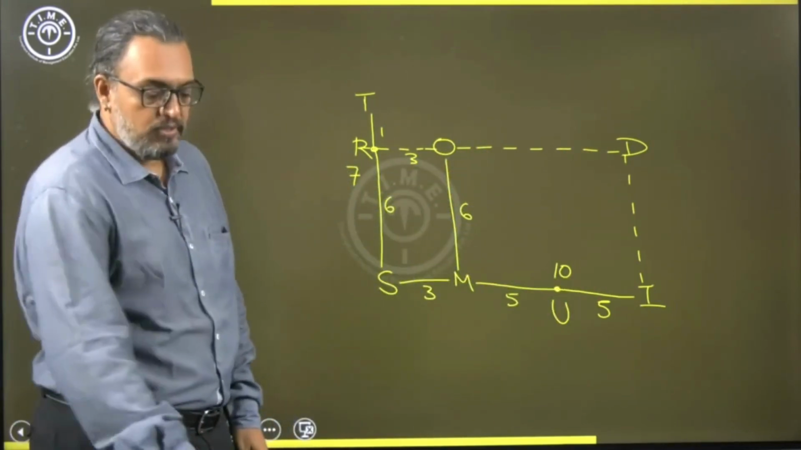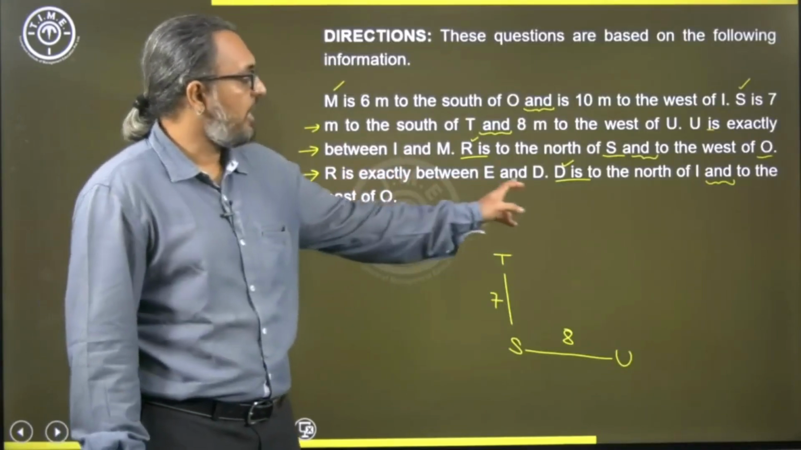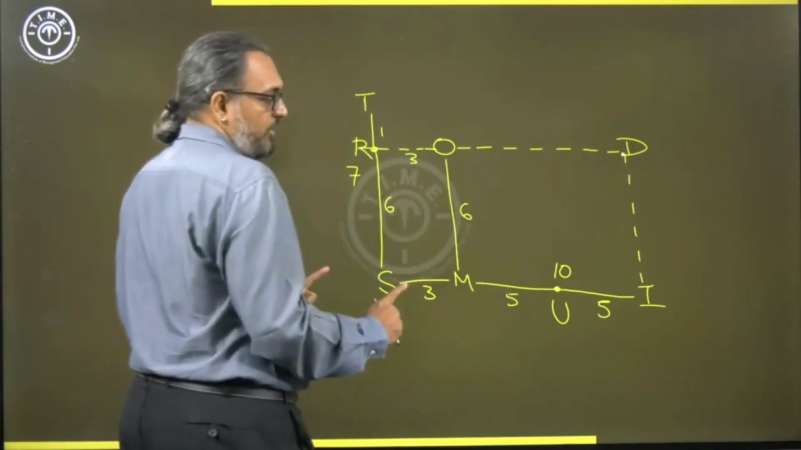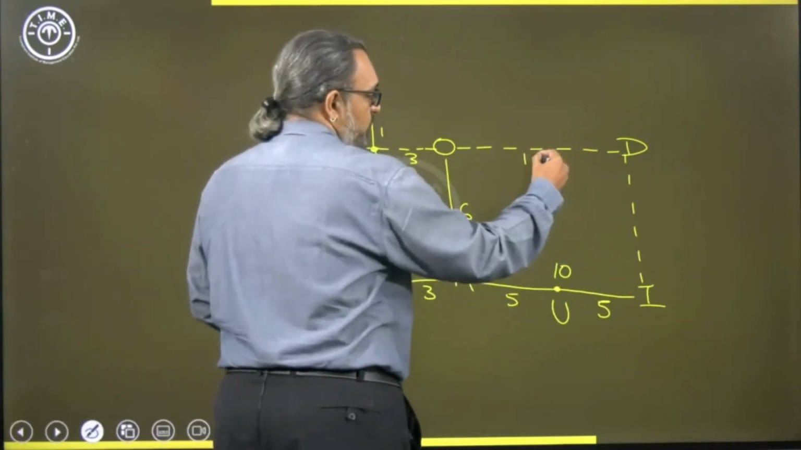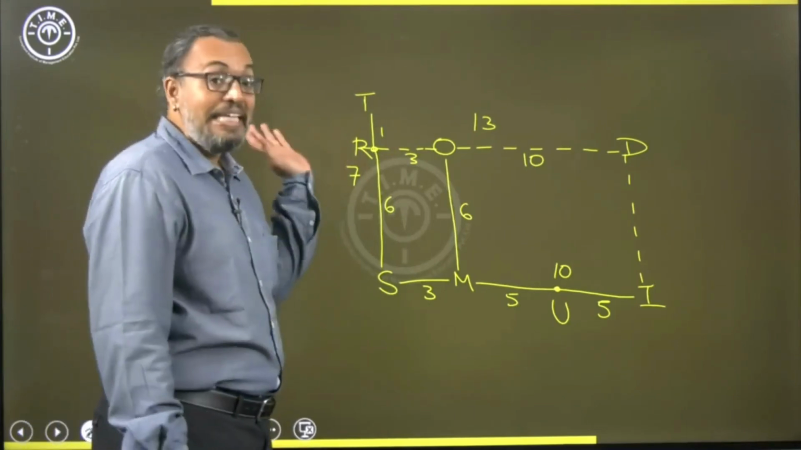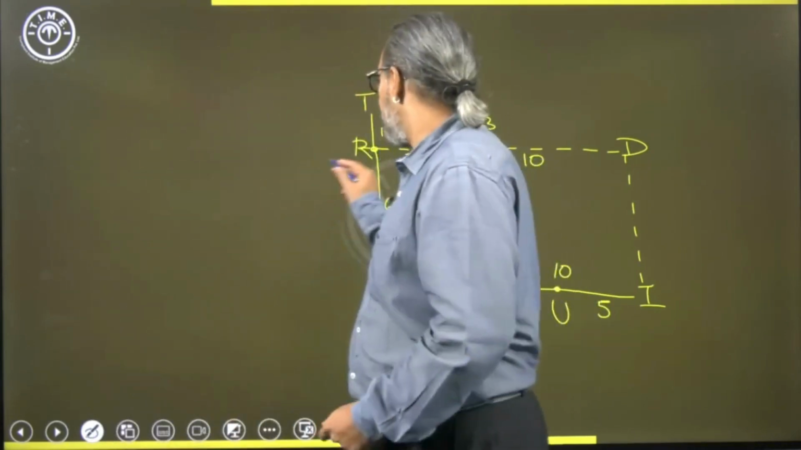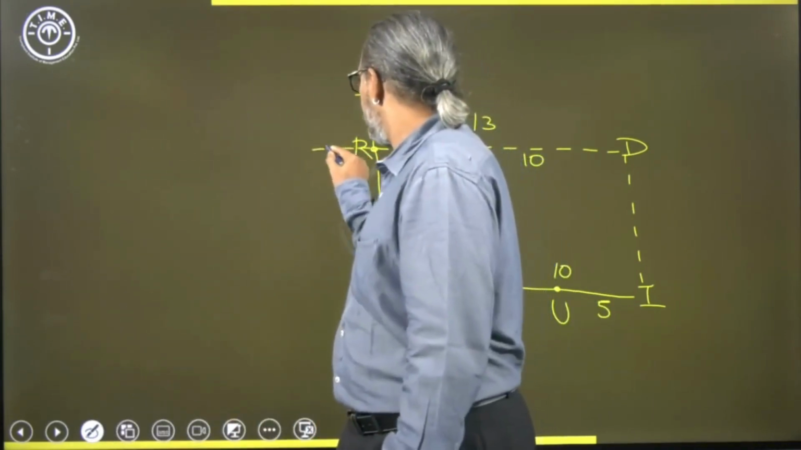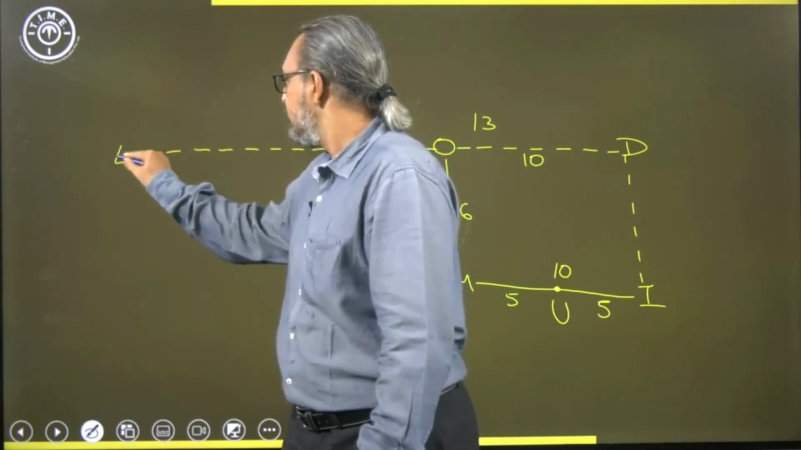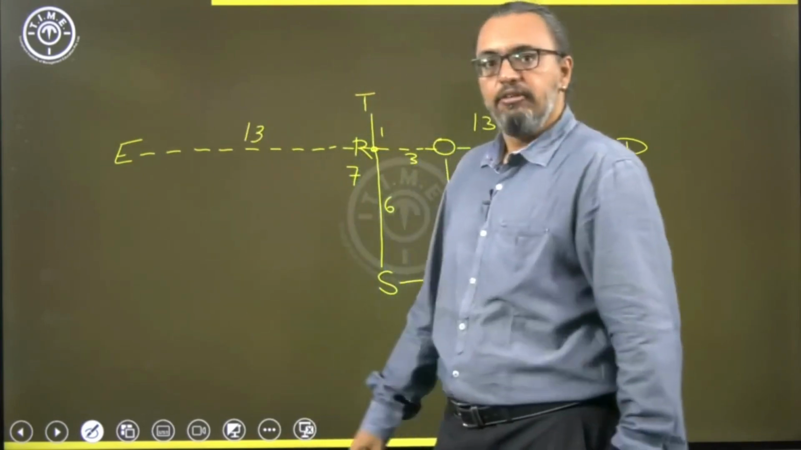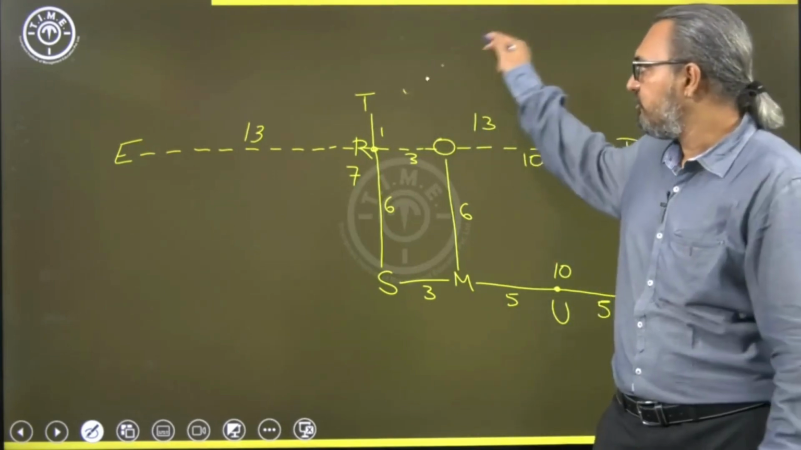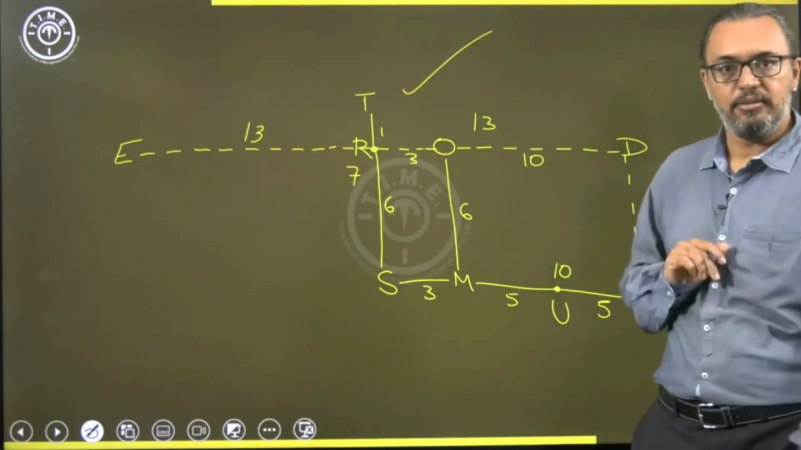And the earlier line was R is exactly between E and D, correct? Now see, from R to D, what is the distance we need to check? So we know MI is 10, so this also is 10, so the total is 13 between RD. That means between ER is also 13. So you have to take from R a distance of 13 and you put E, so that we get R is exactly between E and D. So that way we get our final direction chart.